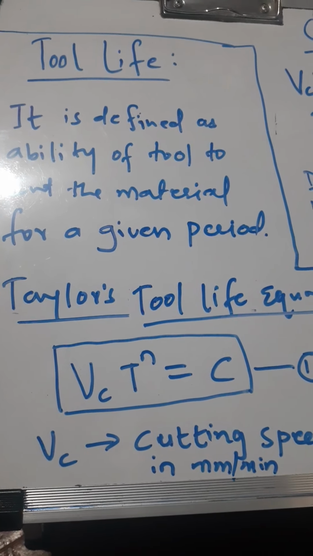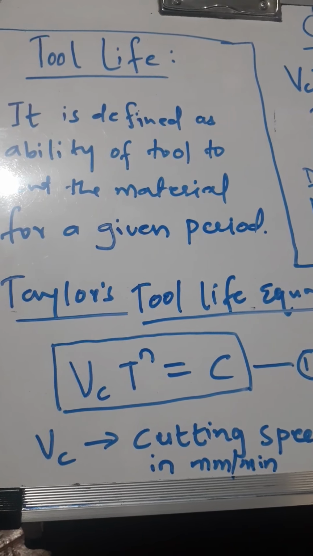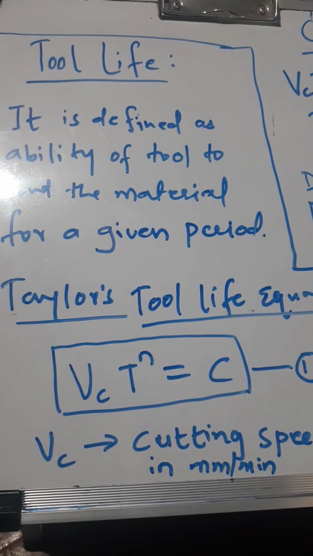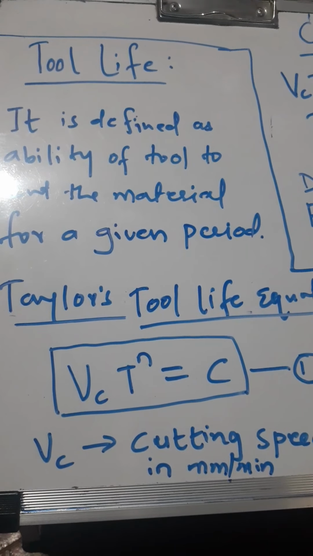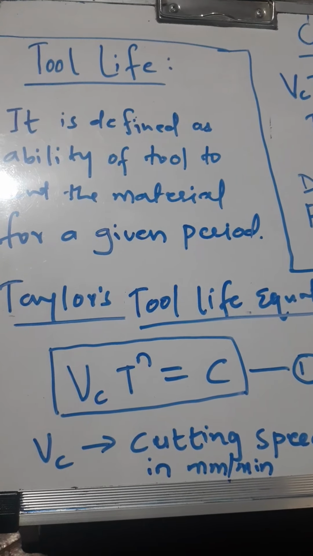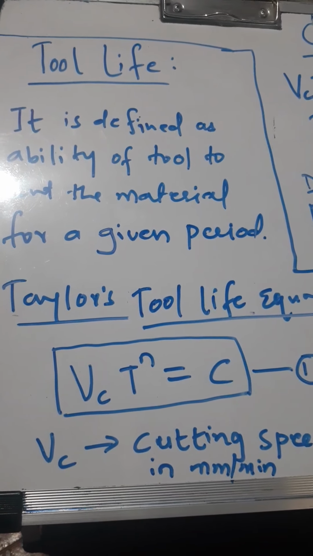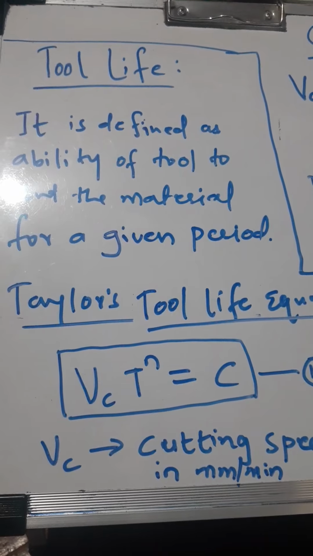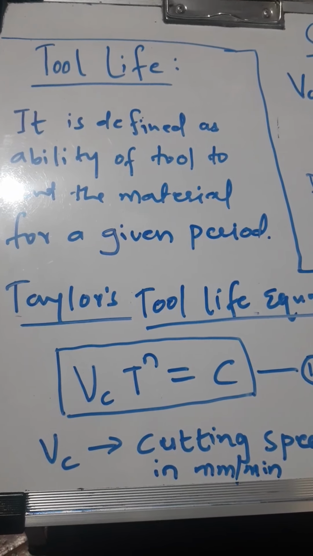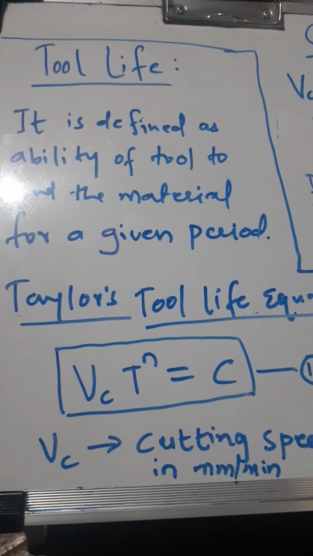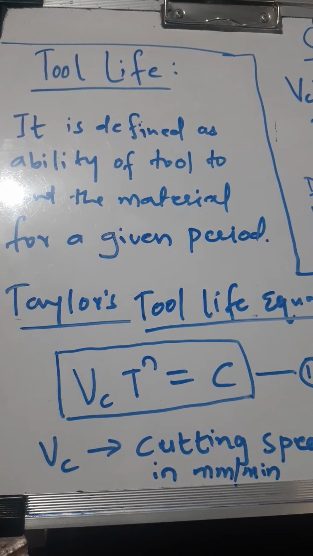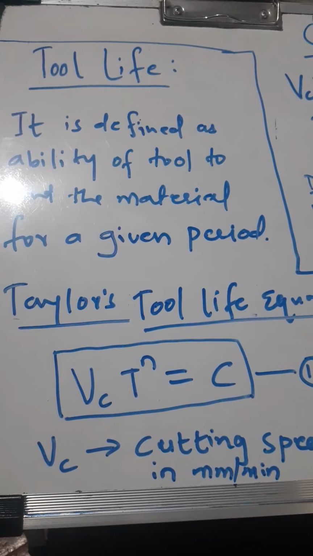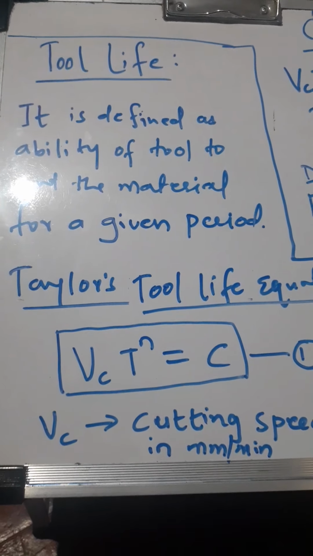There are various ways by which we can define the tool life. It is the period during which a tool cuts satisfactorily, or the total time accumulated before tool failure occurs. Before the tool fails, whatever time is accumulated, or for whatever period the tool has worked, that period or time we are calling the tool life. So now how are we going to define the tool life?